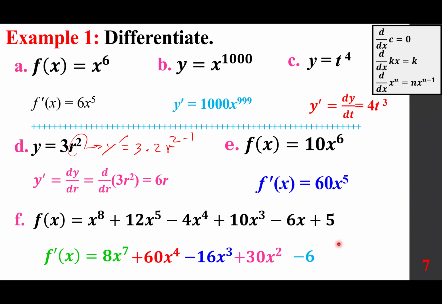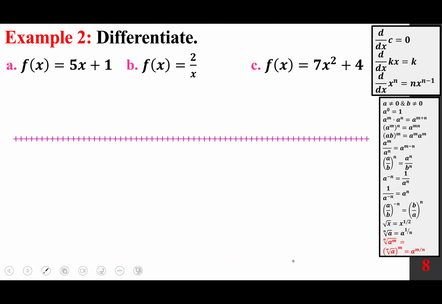So the final answer is f prime of x is 8x to the power of 7 plus 60x to the power of 4 minus 16x cubed plus 30x squared minus 6. All right. And you may recall we did this with the definition, which took us some time, but now simply put f prime is 5. This is 0. In a split second, we have the answer.